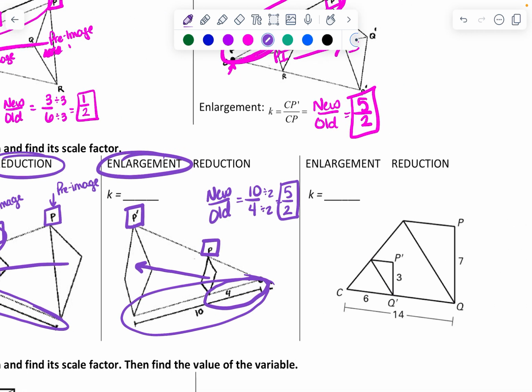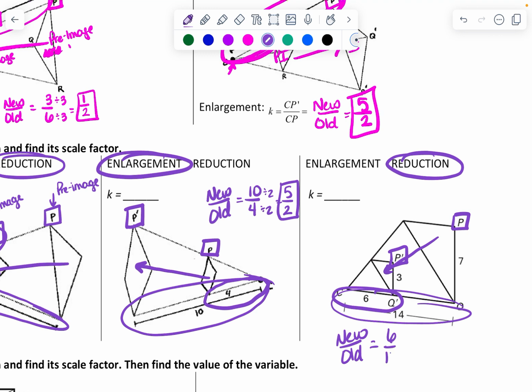All right, last case. We have our P. We have our P prime. So I'm going from here to here. So again, we're getting from bigger to smaller. This is going to be a reduction. Let's set up our new to old. So new over old. So the distance to the new one, to Q prime, is going to be 6. Regular Q is 14. Simplify each of those. Let's divide those by 2. And we get 3 over 7. So our scale factor is 3 over 7.